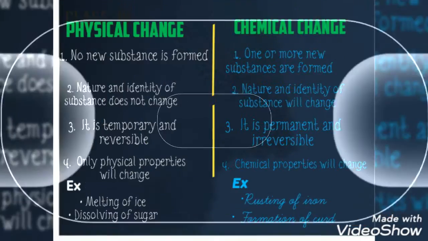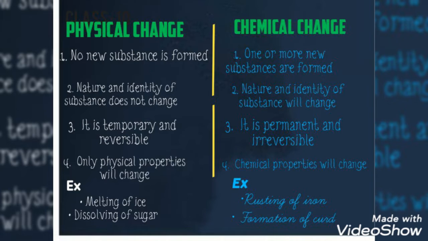In physical change, no new substance is formed. Nature and identity of substance does not change. It's temporary and reversible. Only physical properties will change in physical change. As we can see in melting of ice, it's temporary and reversible. Physical properties will change only in this. Nature will remain same and no new substance is formed in this.